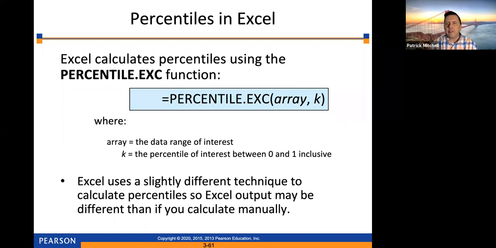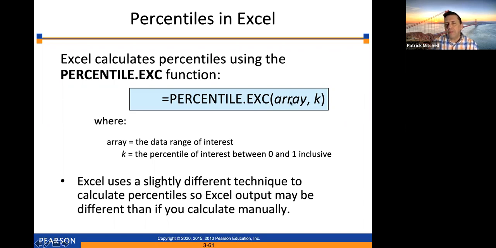You know, and so my suggestion would be if you're doing it in real life, just use Excel because that's easier. Okay, but you do need to know that Excel may give you a different answer than what you would get if you did it manually. Okay, so here is the name of the formula. It's PERCENTILE.EXC.